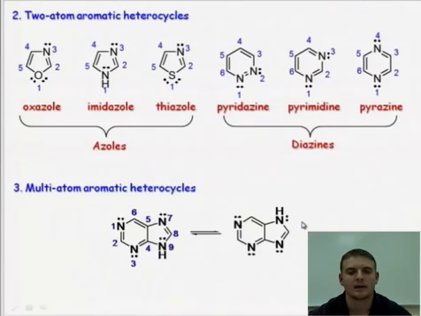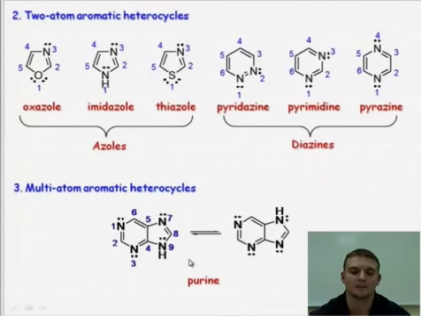If we move on and take a look at a multi-atom aromatic heterocycle, we have the structure of purine. Purine is rapidly in equilibrium between these 2 structures shown right here, and both structures are in fact aromatic, and we could make a quick count of pi electrons if we needed to confirm that.